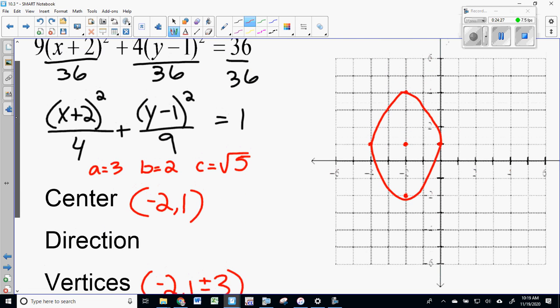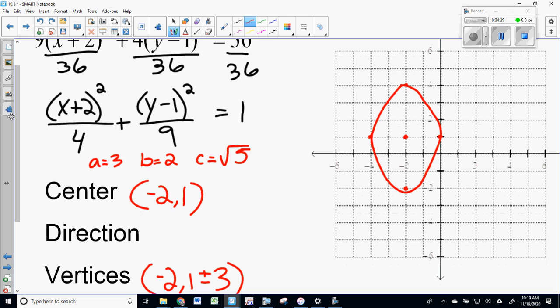Exactly what I got. What's the square root of 5? Something in between 2. 2.2 something. 2.23 something.